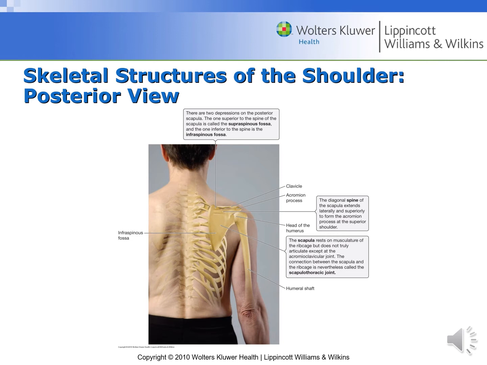The scapula rests on the musculature of the rib cage, but does not truly articulate except at the acromioclavicular joint. The connection between the scapula and the rib cage is nevertheless called the scapulothoracic joint.